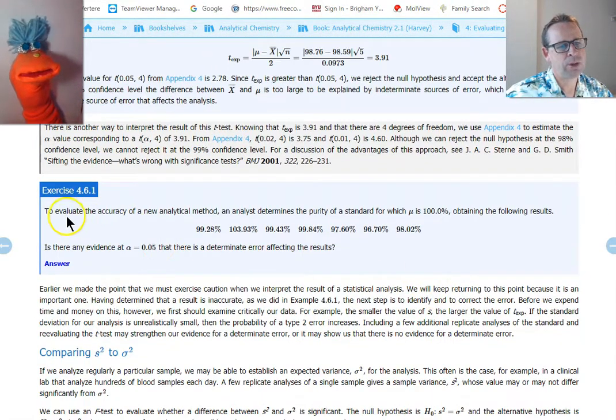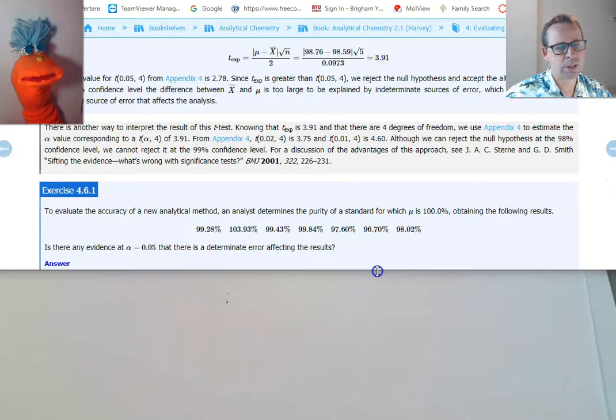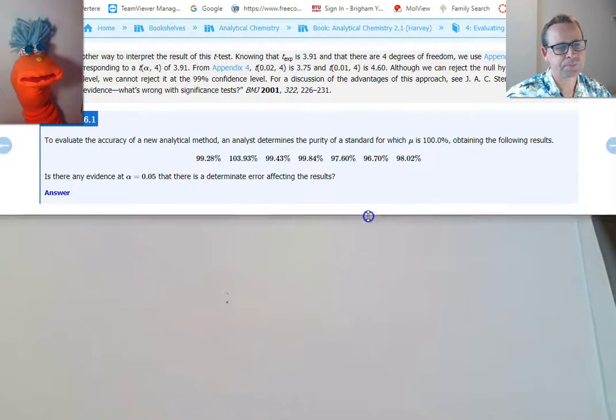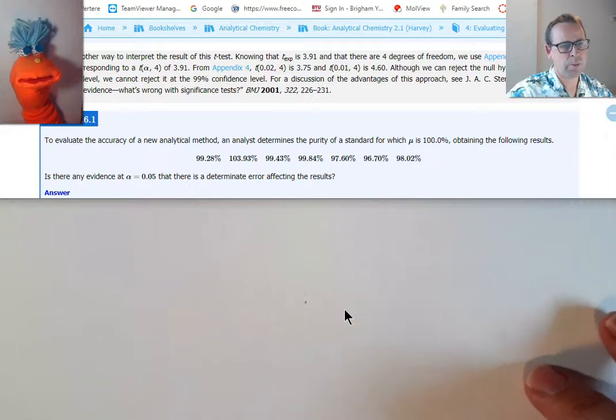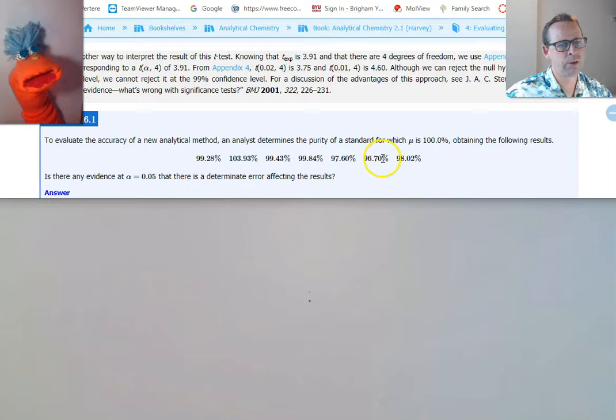All right, very good. So, how about this: to evaluate the accuracy of a new analytical method, an analyst determines the purity of a standard which is 100% and obtains the following values. Is there any evidence at 5% that there is a determinate error affecting the result? Okay, so let's give ourselves some space to work here. All right. What do we got to do? Well, we got to find the standard deviation and the average. Very good.